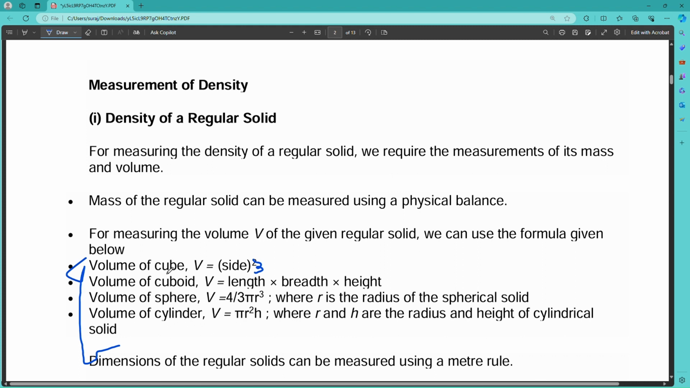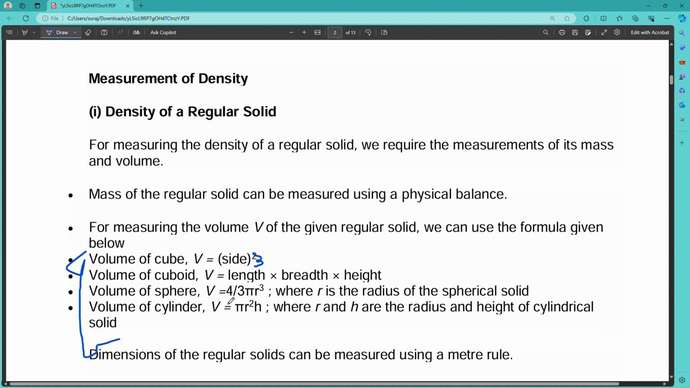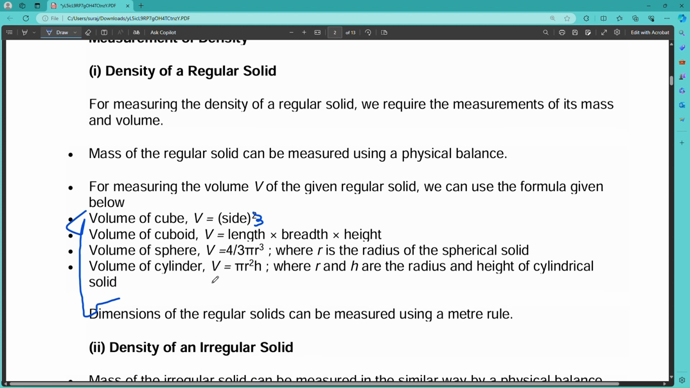The volume of a cube is given by the formula side cube, the volume of a cuboid is length into breadth into height, the volume of a sphere is 4 by 3 pi r cube, and the volume of a cylinder is pi r square h, where r and h are the radius and the height of the cylinder. You have to remember all these four formulas to calculate the density, because without getting the volume you cannot calculate the density.